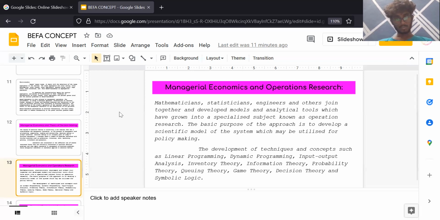Managerial economics and operations research. Mathematicians, statisticians, engineers, and others joined together and developed models and analytical tools which have grown into a specialized subject known as operations research. The basic purpose of the approach is to develop scientific models of the systems which may be utilized for policy making. This includes the development of techniques and concepts such as linear programming, dynamic programming, input output analysis, inventory theory, information theory, probability theory, queuing theory, game theory, decision theory, and simulation.